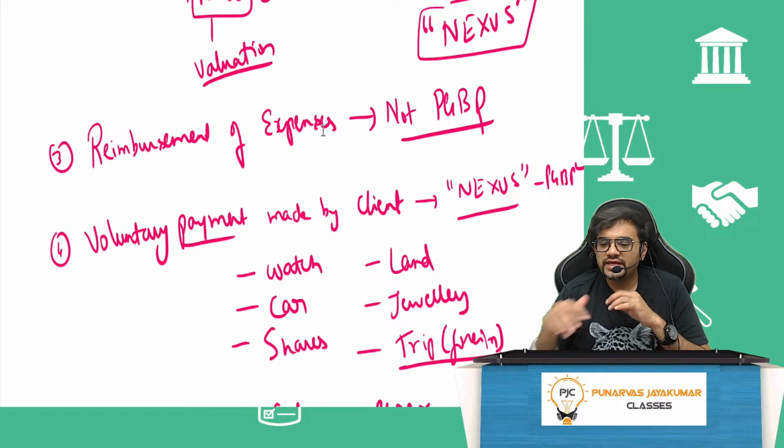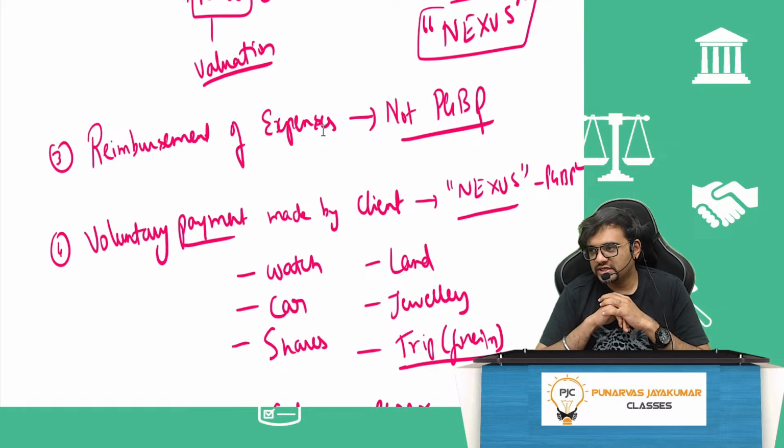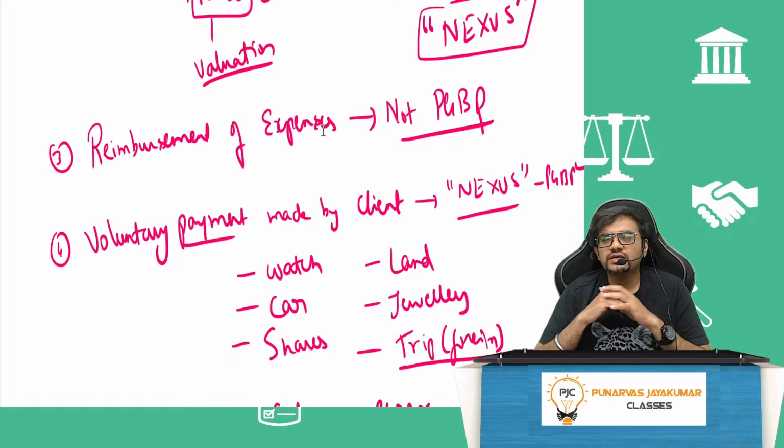Voluntary payment made by a client, of course, has a nexus, and there it is PGBP. That is, he will voluntarily give me a watch, land, car, jewelry, shares, or sometimes a trip, a foreign trip. He will give me tickets to a foreign trip, tickets somewhere. All this will be nexus, hence PGBP. The valuation will have to be done, and it is taxable under the head profits and gains of business or profession. That's what there is to it.